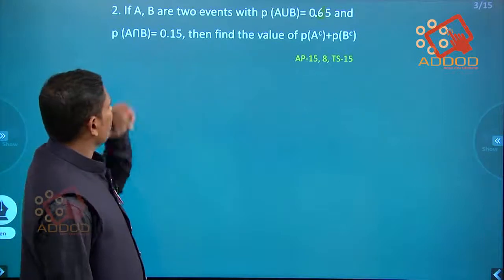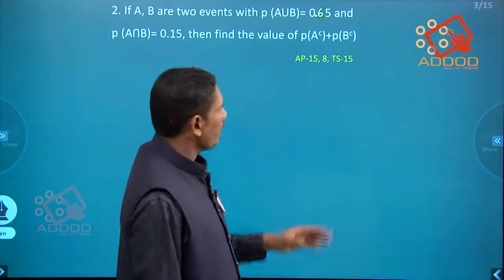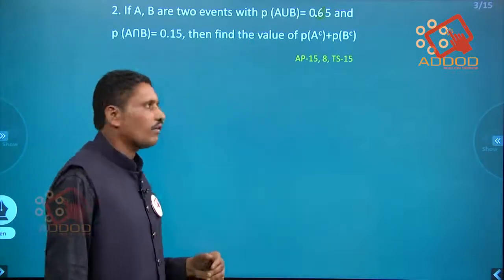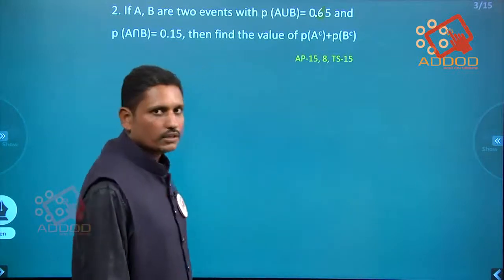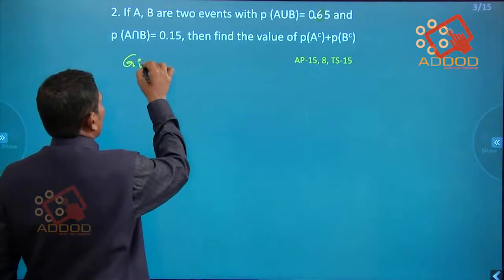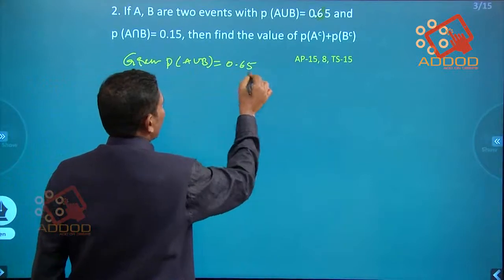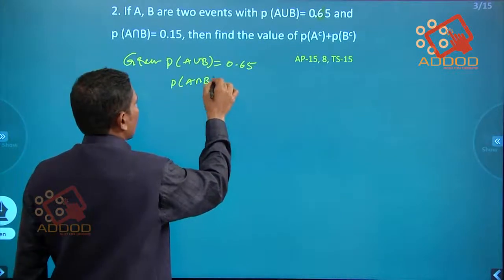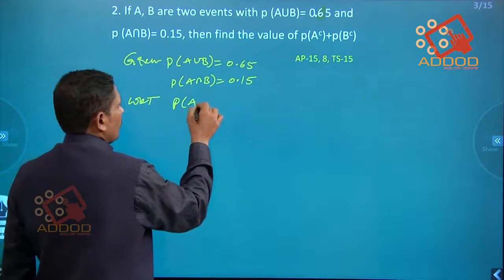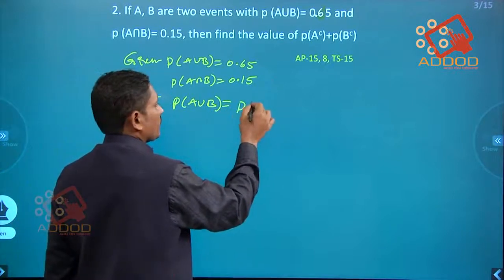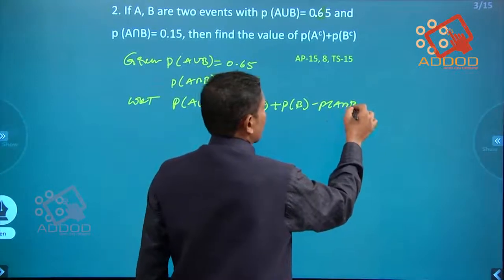Now the next question is: A, B are two events with P of A union B value as 0.65 and P of A intersection B value 0.15. Then we are asked to find P of A complement plus P of B complement. Given values are P of A union B is equal to 0.65, P of A intersection B is equal to 0.15. We know the addition theorem for two events can be written as P of A plus P of B minus P of A intersection B.